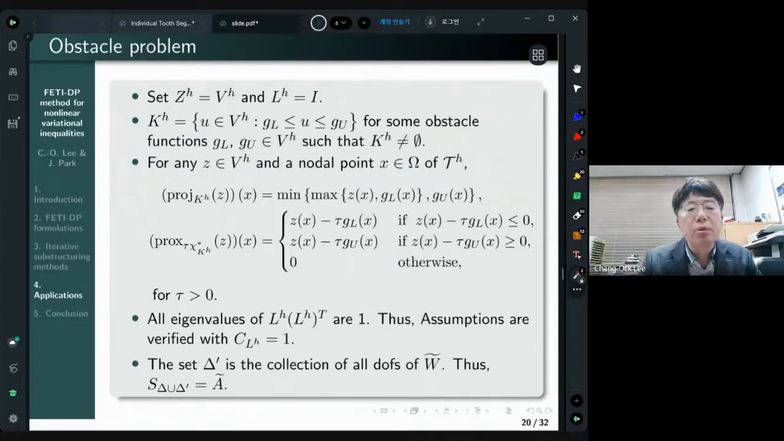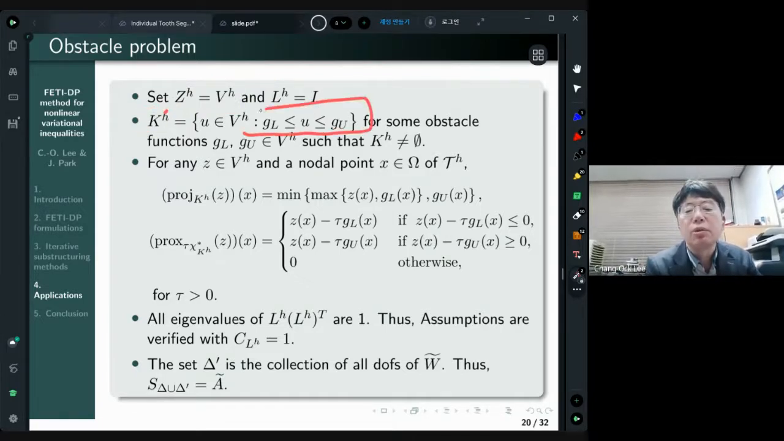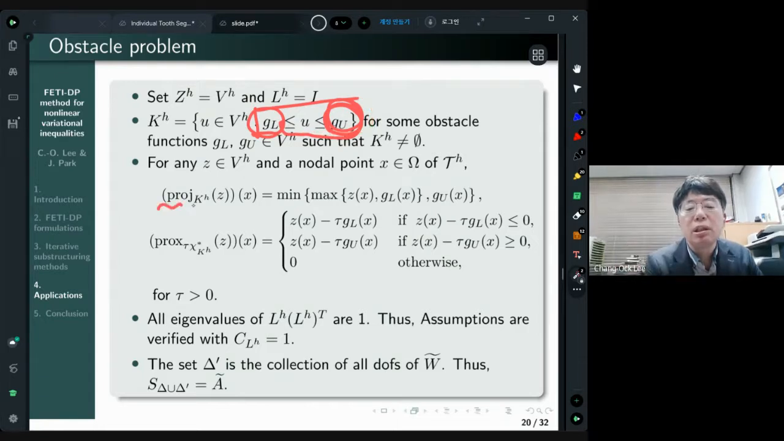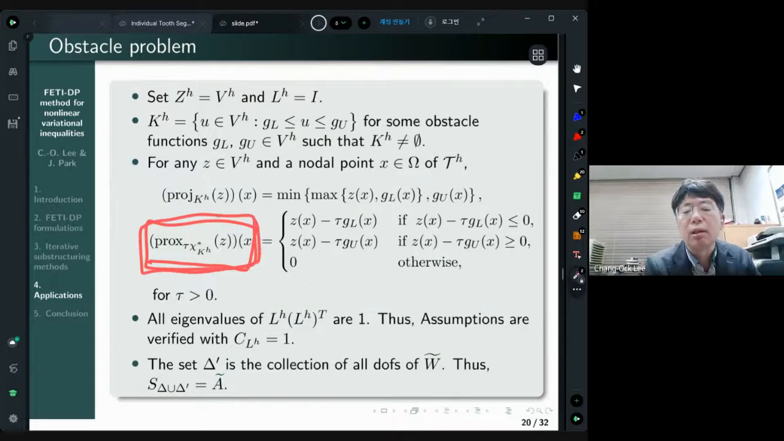Okay, so let me get back to our obstacle problems. In the obstacle problems, we have these GH and VH, and LH is the identity, and our constraint is that the solution is greater than or equal to GL, and smaller than GU. In this case, we can easily get the projection operator, which has this closed form. Our assumption is that if the projection has a closed form, then we can write the proximal operator using this closed form of the projection operator. So you can have a closed form of this proximal operator. And since LH is the identity, all eigenvalues are 1. So by these assumptions, CLH is 1.